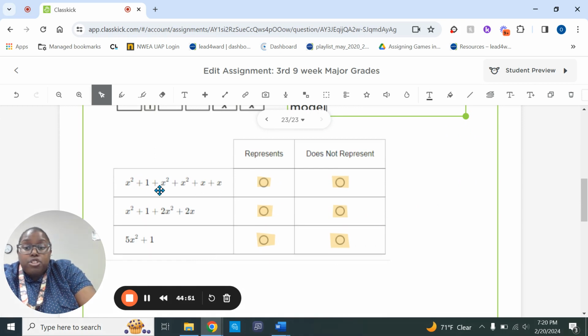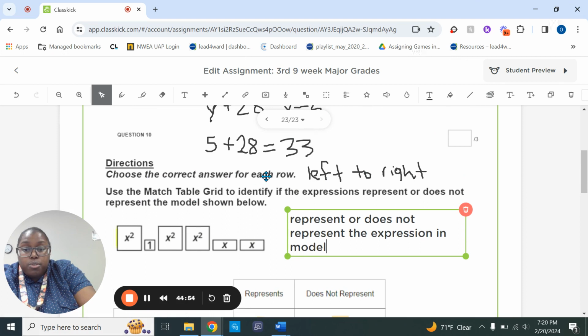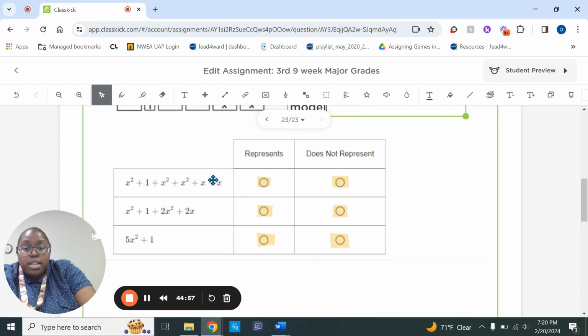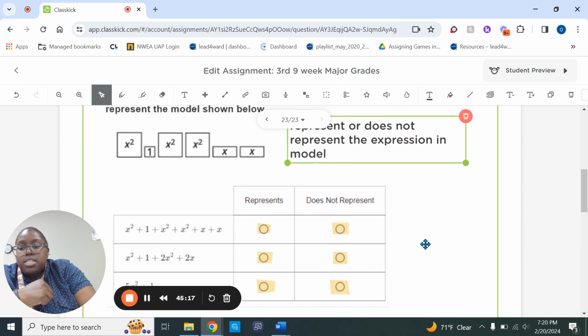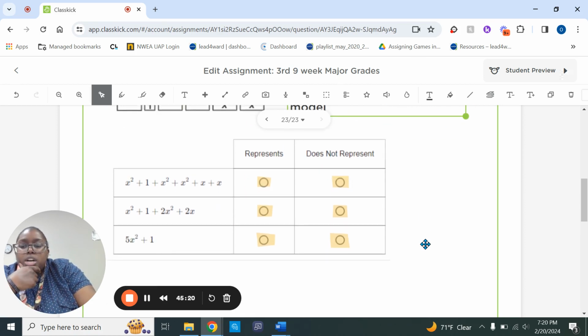Now, since you have to choose one, let's go back to the directions. Choose the correct answer for each row. Since you have to choose one for each row, that means it either represents or does not represent. It cannot be both. So it's either this one or this one, but you need to choose one per row. By the end, you should have 3 answers, each one in a different row. Now, this is one of those we did talk about in the review. So I would suggest you go look over your review or watch the review video if you need further help to answer this one. But that is the last question for this Module 4, Topic 3.